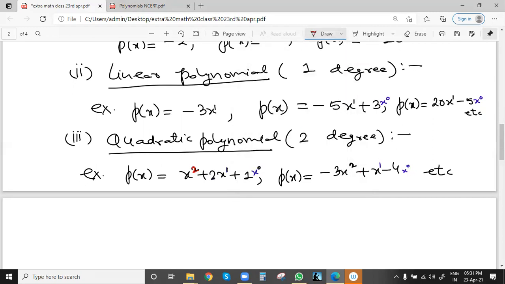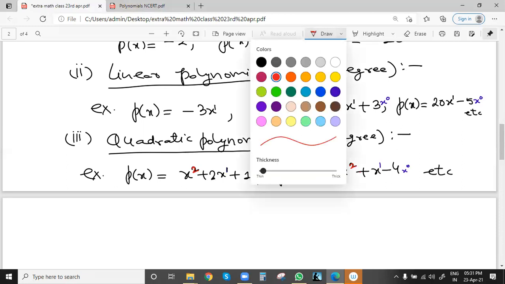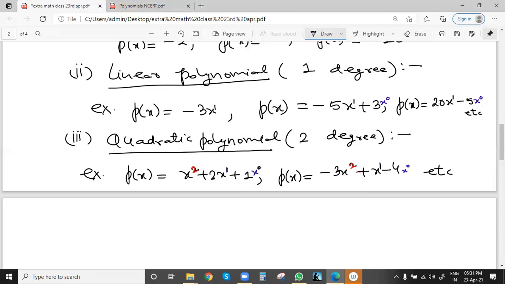In the second example also we can see x square means the power of x is 2. And in other cases we can see 1 here, 0 here, so other powers of x are also there. See minus 4, we can write minus 4 into 1, and 1 will be x to the power 0. So other powers of x are there, that is 1 and 0, but the maximum is 2. So that is a quadratic polynomial. Understood? Just wait.